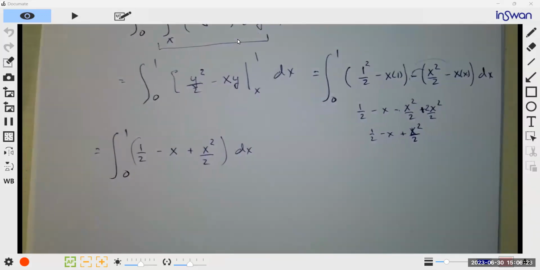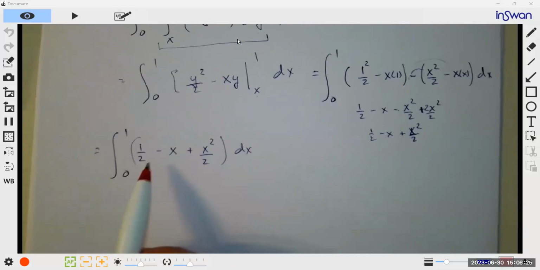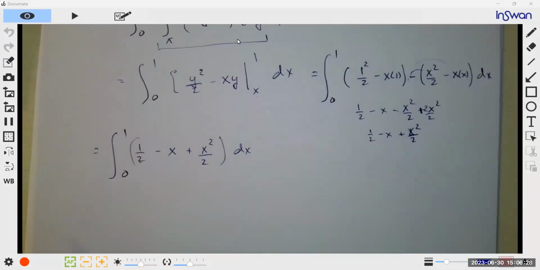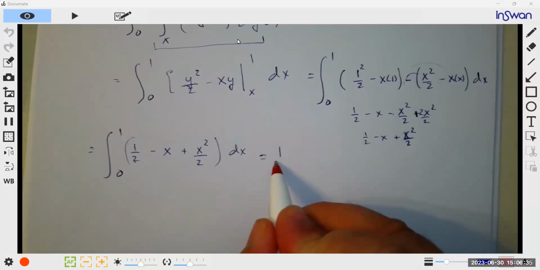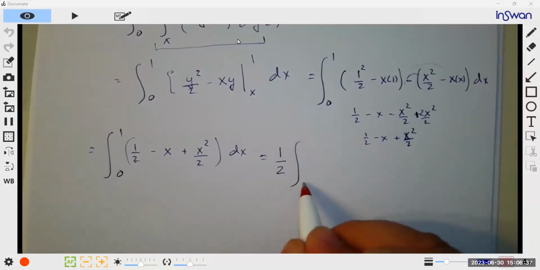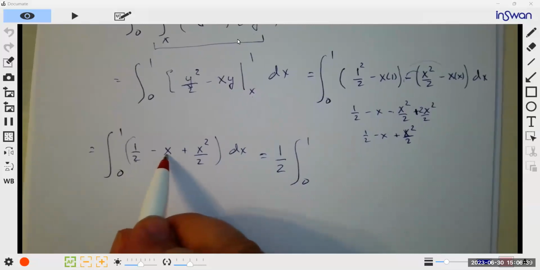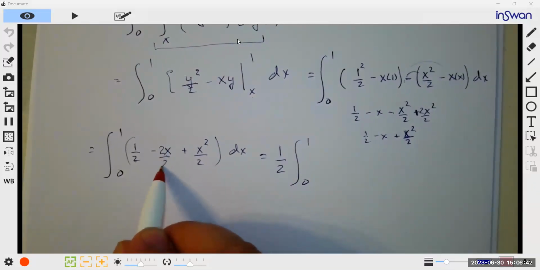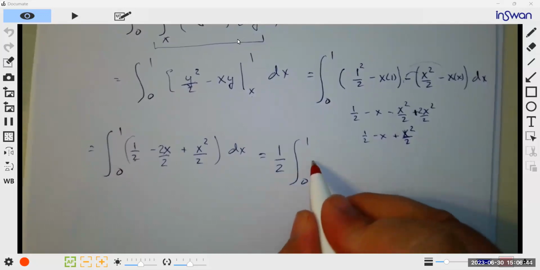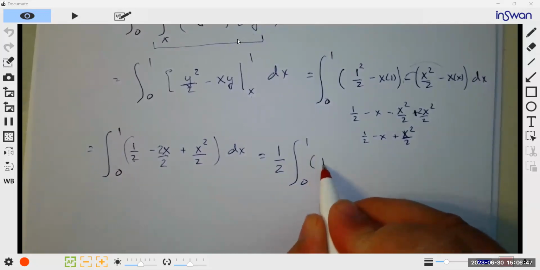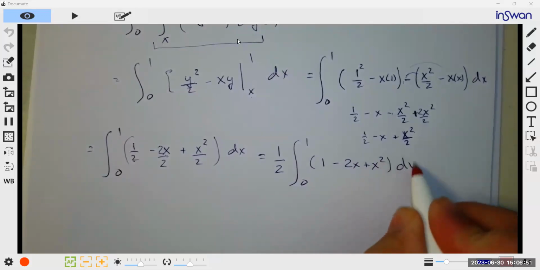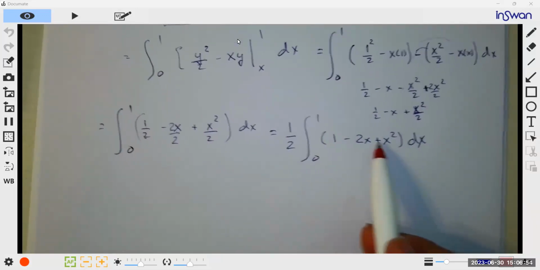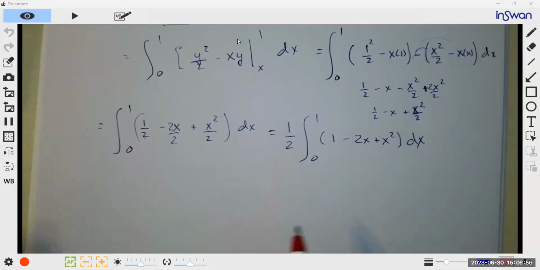Now, it's easier if we get rid of the fractions and just deal with the numbers, and we'll put the fractions at the end. So if we factor out a 1/2 from everybody, this one is over 1, so we have to make it 2/2, which now leaves us with 1 minus 2x plus x squared. See, it's much easier to do that. And then we just multiply by 1/2 at the end.